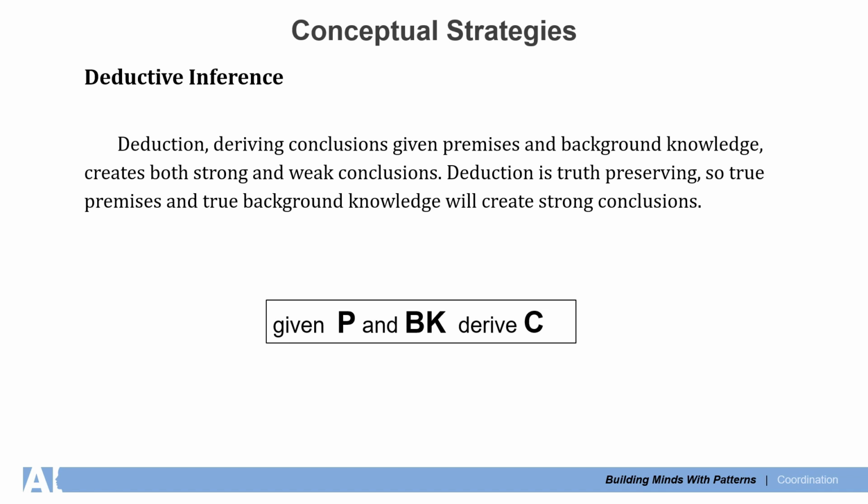Deductive inference. Deduction, deriving conclusions given premises and background knowledge, creates both strong and weak conclusions. Deduction is truth preserving, so true premises and true background knowledge will create strong conclusions. Deductive inference is of the form: given P premises and background knowledge BK, derive conclusions C.